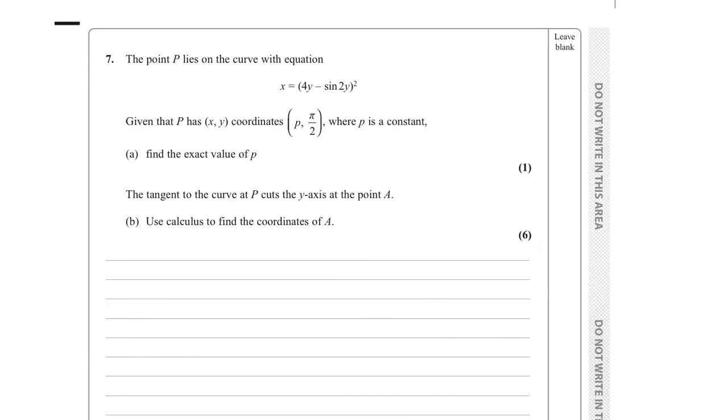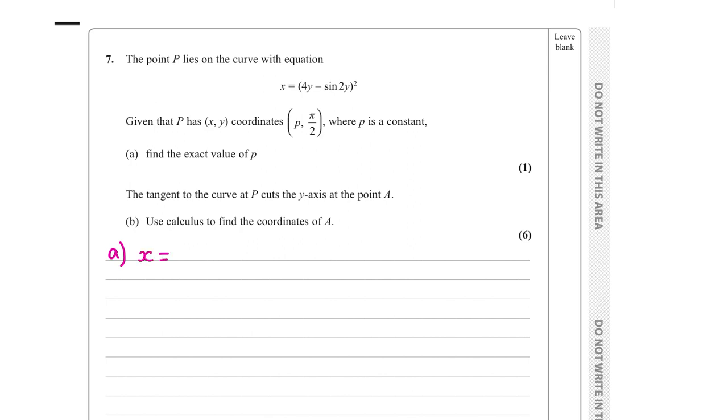Okay, so question 7. The point P lies on the curve with equation x equals 4y minus (sine of 2y) squared. Given that P has coordinates (p, pi over 2), where p is a constant, find the exact value of p. Okay, so that's easy for part A.